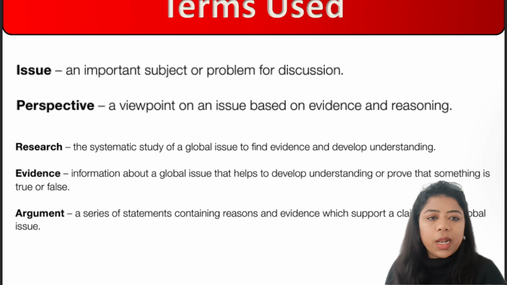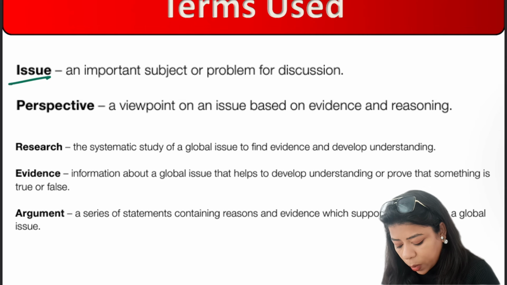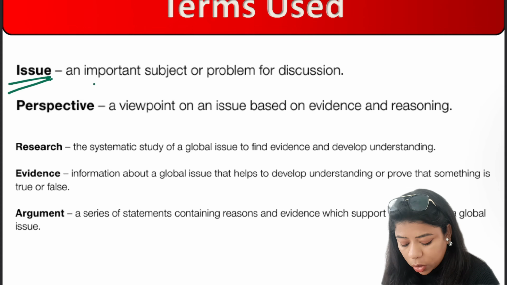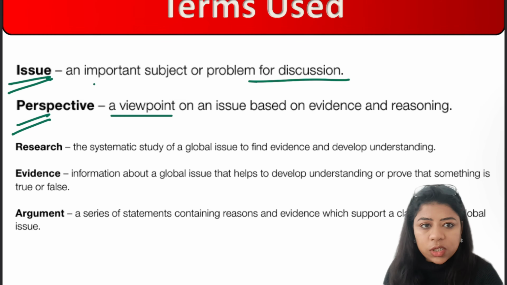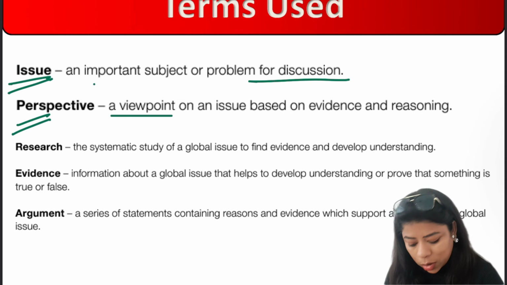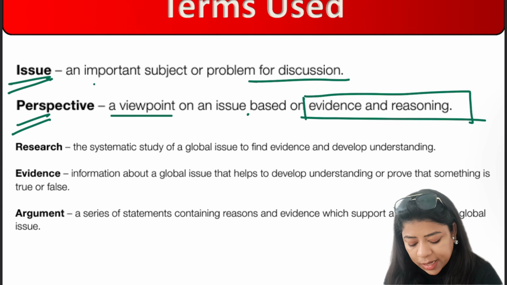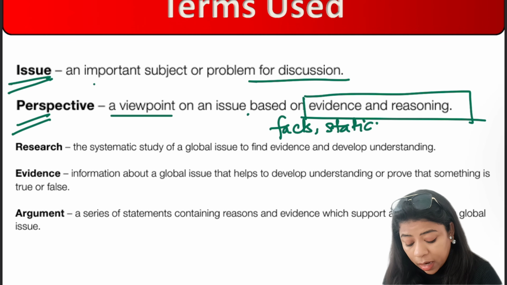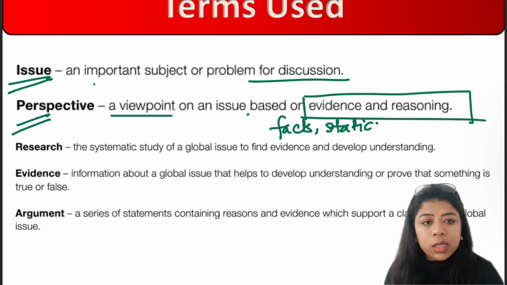Now, coming to the most important slide. What are the terms utilized in the Global Perspective paper? Issue is one term. Issue means an important subject or problem for discussion. Perspective is a viewpoint. It can be personal, it can be based on an argument, it can be a discussion, a viewpoint on an issue based on evidence and reasoning. Evidence can be in the form of facts, statistics, or an opinion given by a credible person or a credible source.